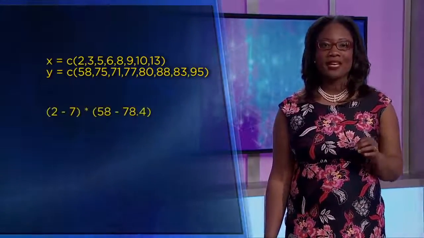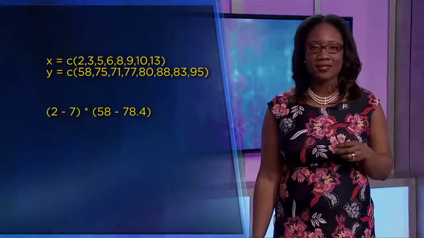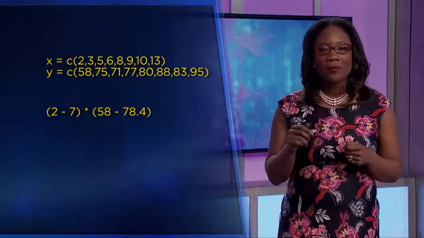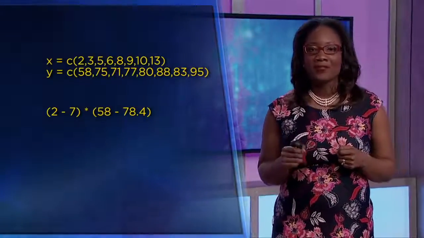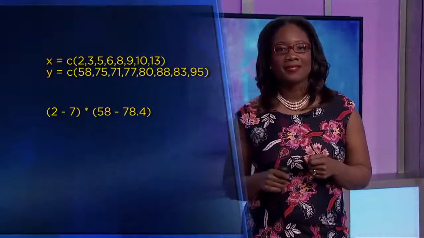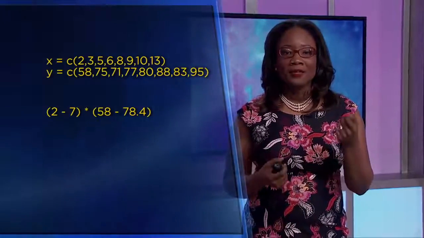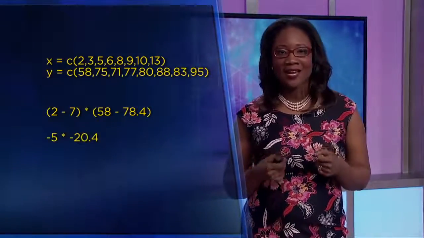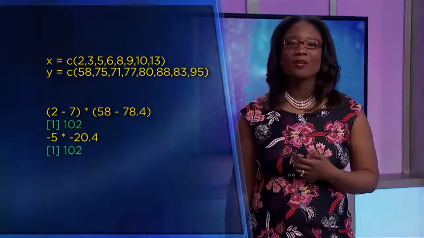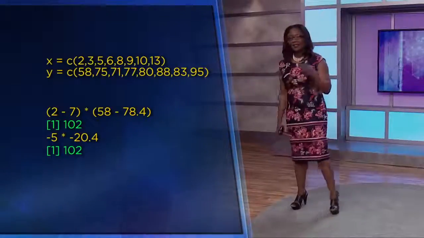Okay? So we're going to take the first element in X, which is 2, corresponding to 2 hours spent studying, and subtract the mean, which is 7. We multiply that by 58, which is the first score on the exam, minus this mean, 78.4. Those two values are negative 5 times negative 20.4. And you see here, when you multiply them together, you get 102 as the first deviate. All right, let's keep going.